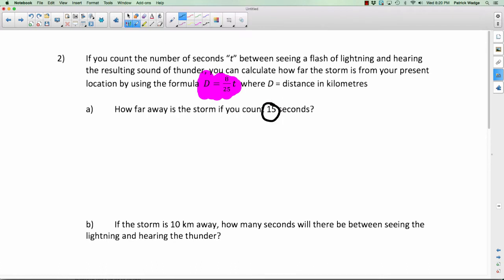This is nice, this question. They've actually given you the equation. In the first one, you had to figure out the equation. In this one, they've given you the equation. So the first thing you need to do is figure out, am I going to plug that 15 into the d or the t? Well, this is 15 seconds. D stands for distance, and t is seconds or time. Well, I think since it's seconds, we better plug it into the t. So we'll do that. We have d equals 8 over 25, and then where it says t, I'm actually going to write 15.